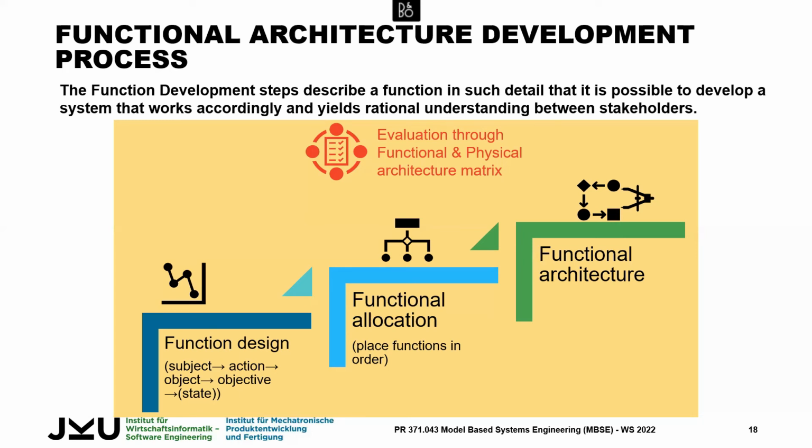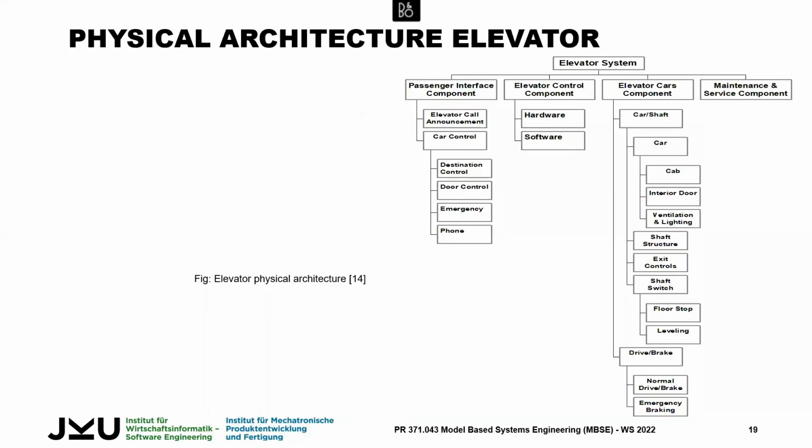So after having done your functional design, you will do your functional allocation, the top-down approach, and then you will do your functional architecture. How you will do your functional architecture, I will show you in a second. And when you are done with this, then you will evaluate your functional architecture through your physical architecture. So when you have your physical architecture, you will make the comparison. That one I will also show you in the next slide.